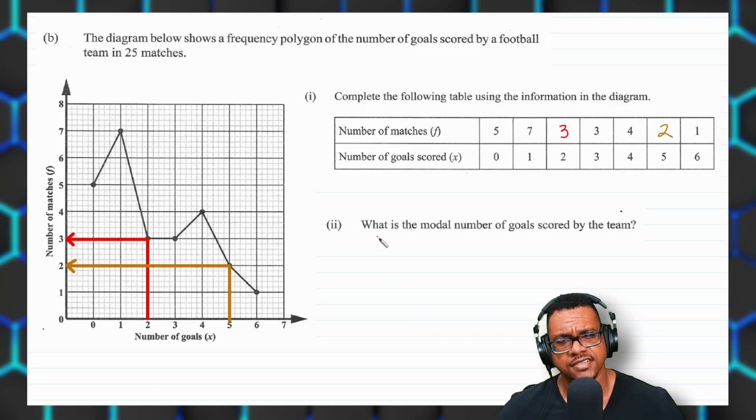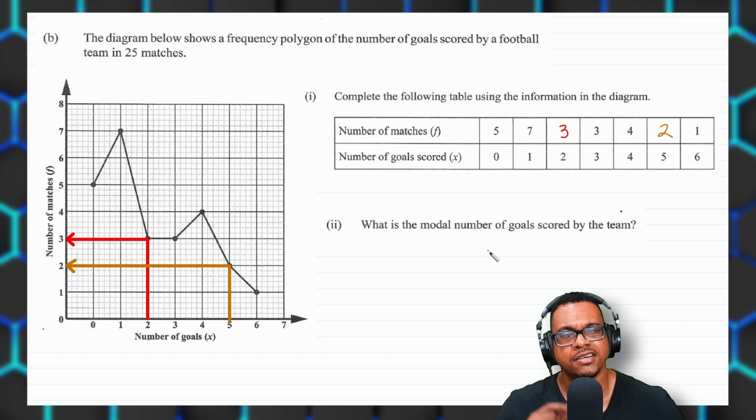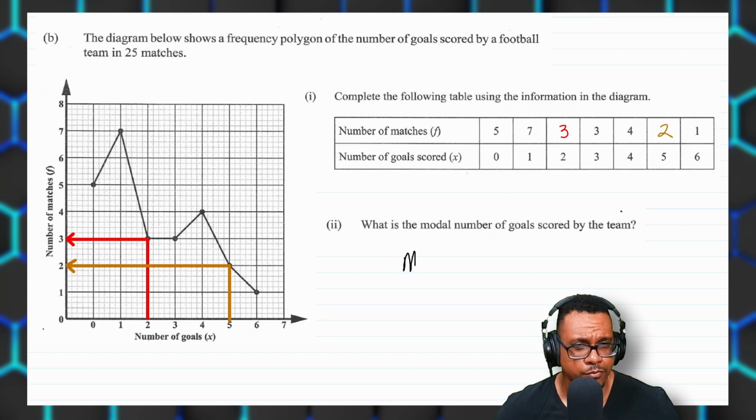Now for part 2, they're asking what is the modal number of goals scored by the team. Now, you know the mode is the thing that occurs the most. And to know the thing that occurs the most, you look at the frequency. So whatever has the highest frequency will be occurring the most. So let's look at the frequency, which is the number of matches. And we can see that here 7 is the highest frequency. Therefore, the mode would be 1 goal, because 1 goal occurred 7 times. Therefore, 1 goal occurred the most. So I'm going to write mode is equal to 1 goal scored.